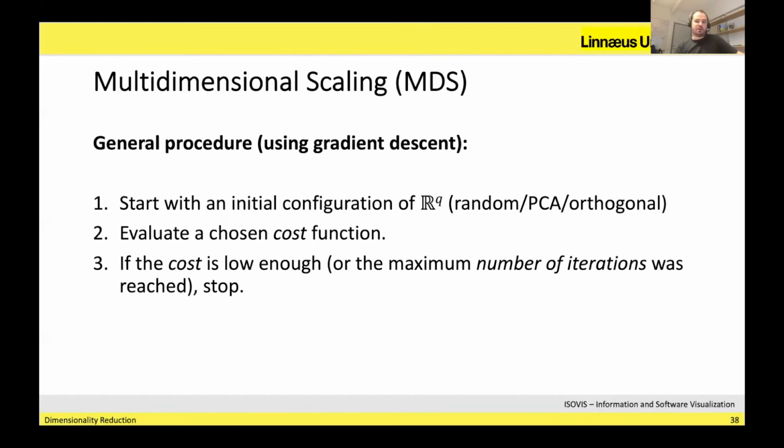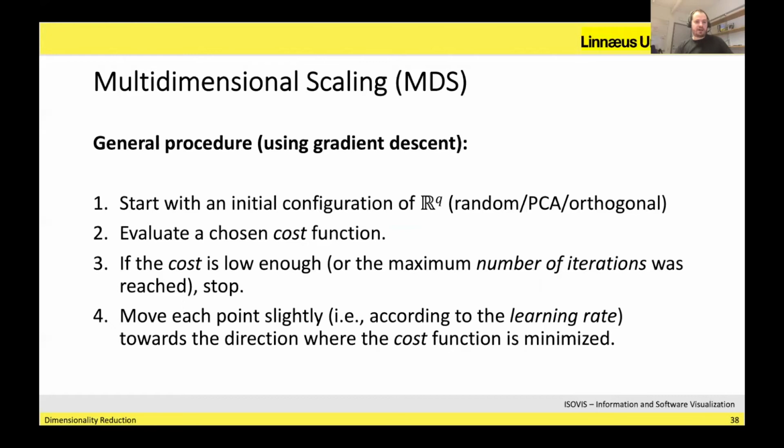Then if the cost is low enough, let's say, or if the maximum number of iterations was reached, then you stop, right? Because it's gradient descent, and at some point you have to stop. So you can either stop because you've done a certain maximum number of iterations, or you can stop because you've reached a certain threshold of cost that's low enough that you're willing to accept it. If not, then you move each point.